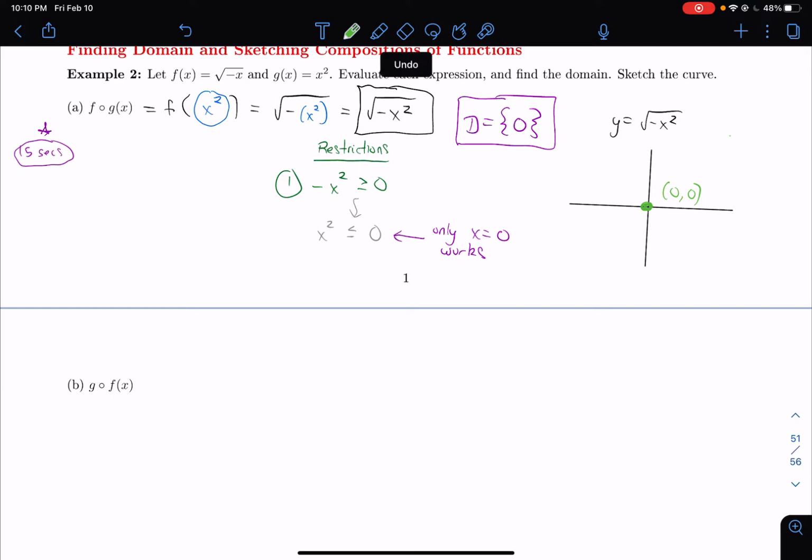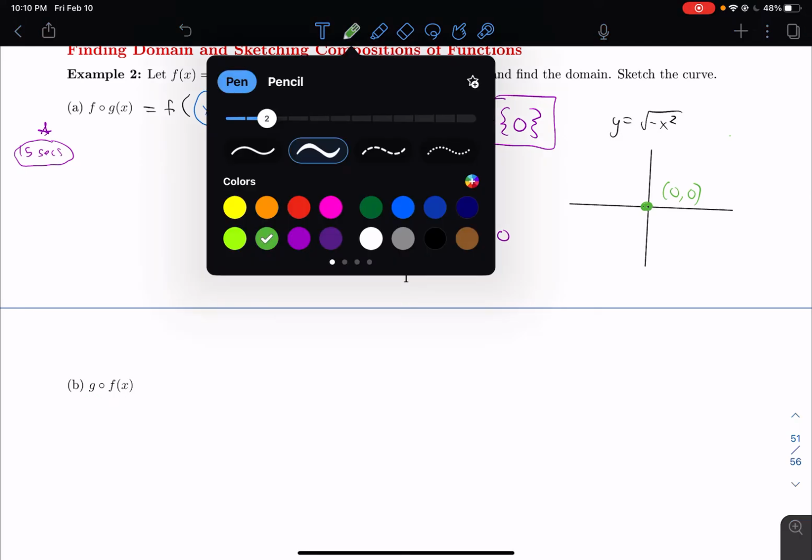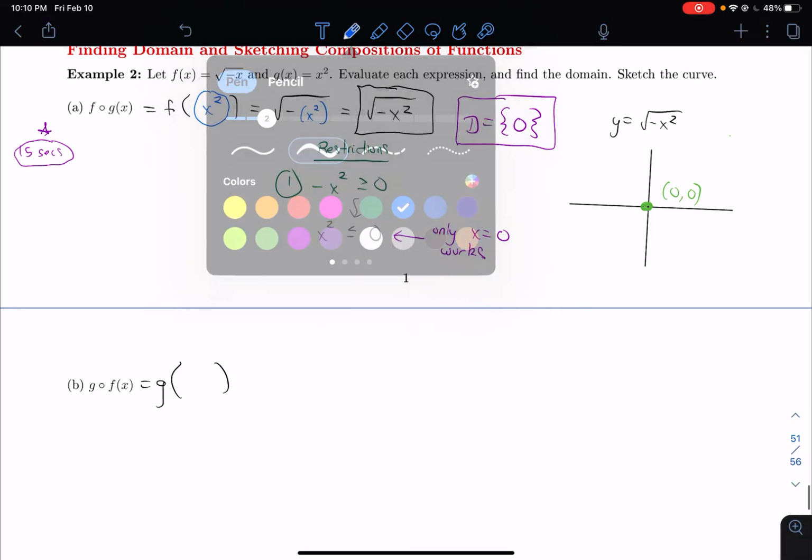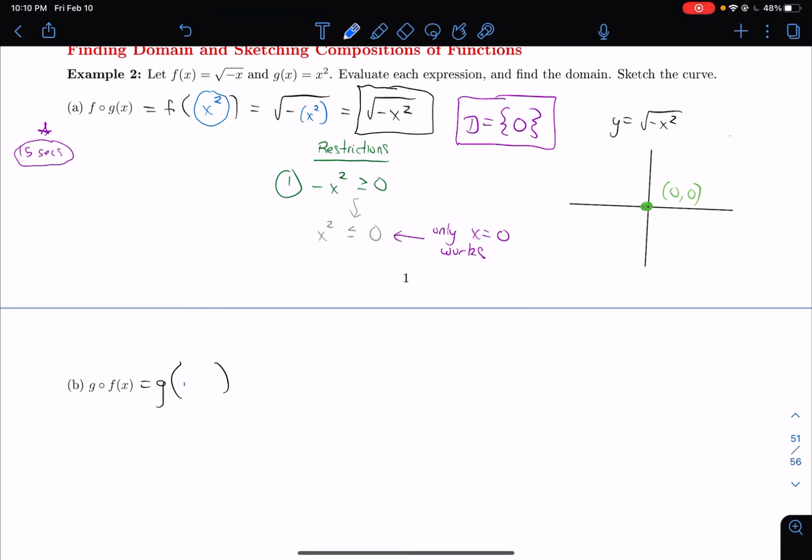So what if I'm plugging f of x into g of x? So here we have g of, and then I'm going to write f of x. So the formula for f of x is square root of negative x. Okay, so the whole thing that's inside of the parentheses is this square root of negative x. That needs to get plugged into the formula for g of x where the x is. So instead of x squared, I'm going to be plugging in that square root of negative x in.